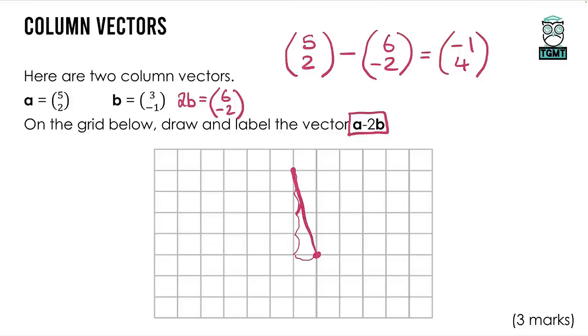We put a little arrow on that line just to show the direction it's going in. I'm just going to label that A minus 2B. And there we go. There's my column vector drawn on a grid.